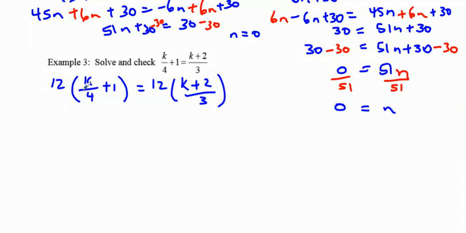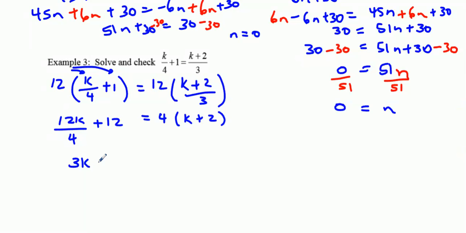If there was a line under here and everything was being divided by 4, then sure, I could do 4 into 12 is 3, and then I would do my distributive law with the 3. But because it's not being divided here by the 4, I can't do that. So all I can do now is I'm going to do my distributive law with the 12. That's going to be 12k over 4 plus 12 is equal to, now this side I can divide the 3 into the 12 and get 4. So I'll do that. So 12k divided by 4 is 3k, 3k plus 12. And now I'm going to distribute 4k plus 8.